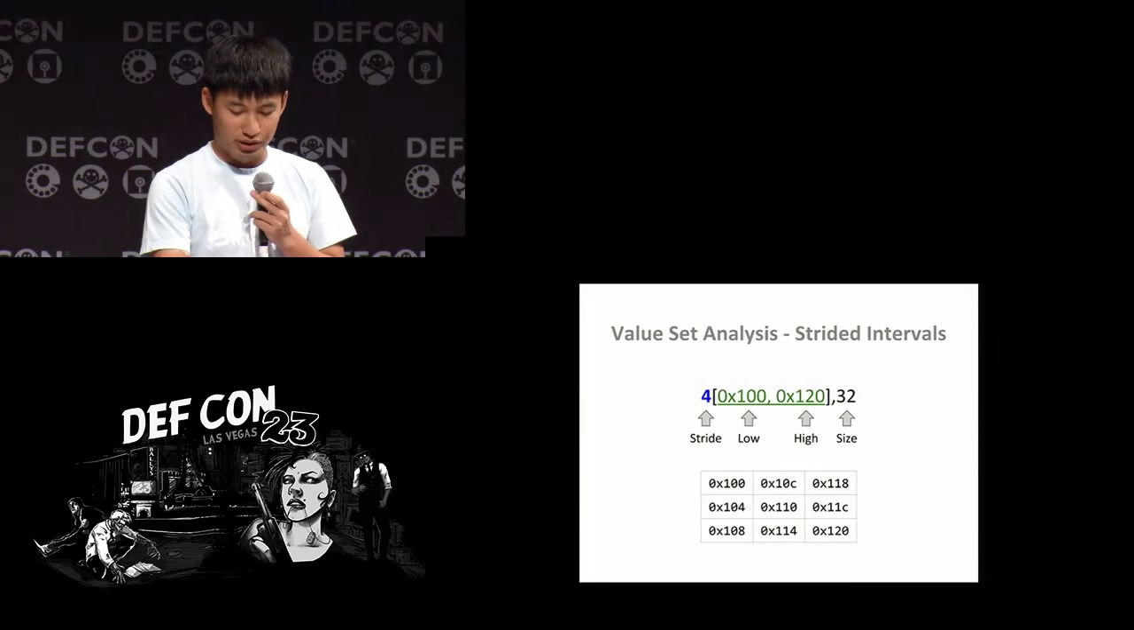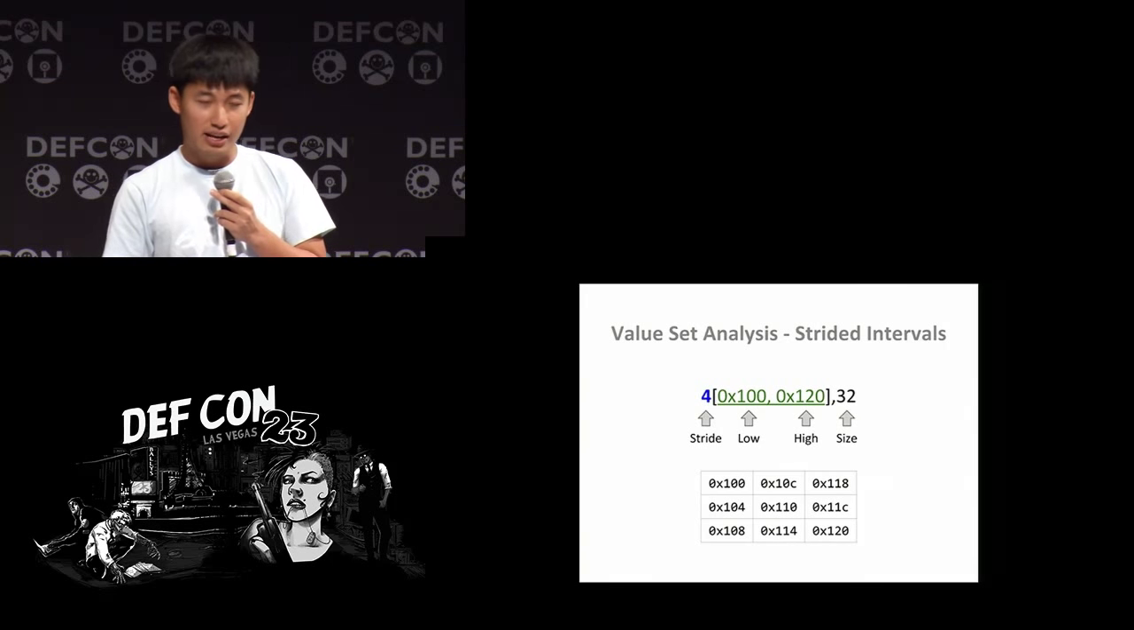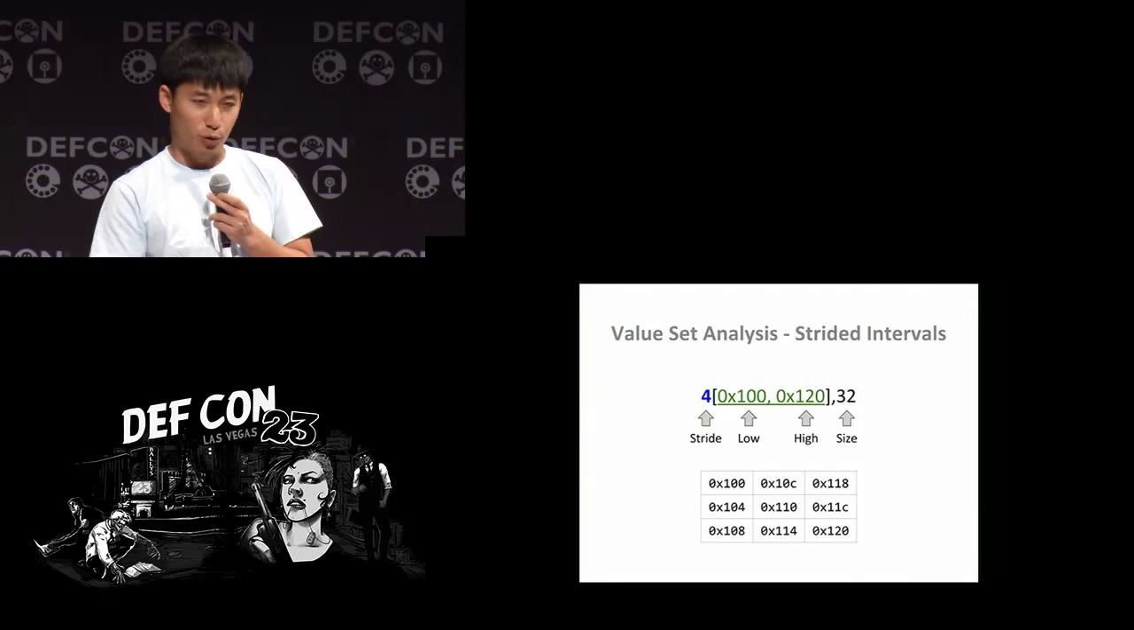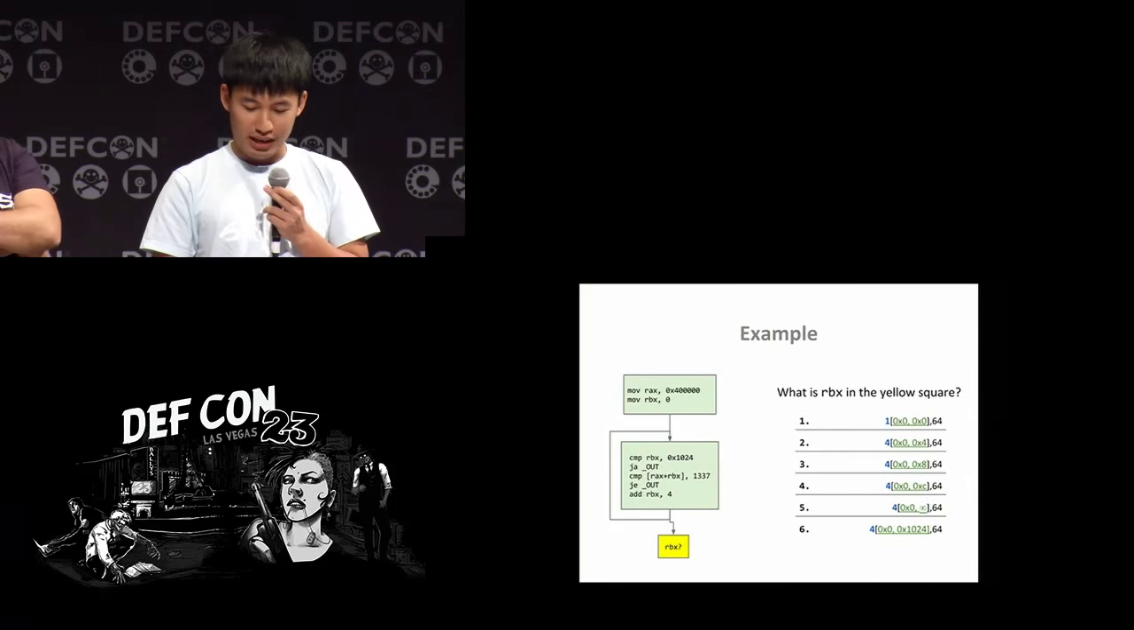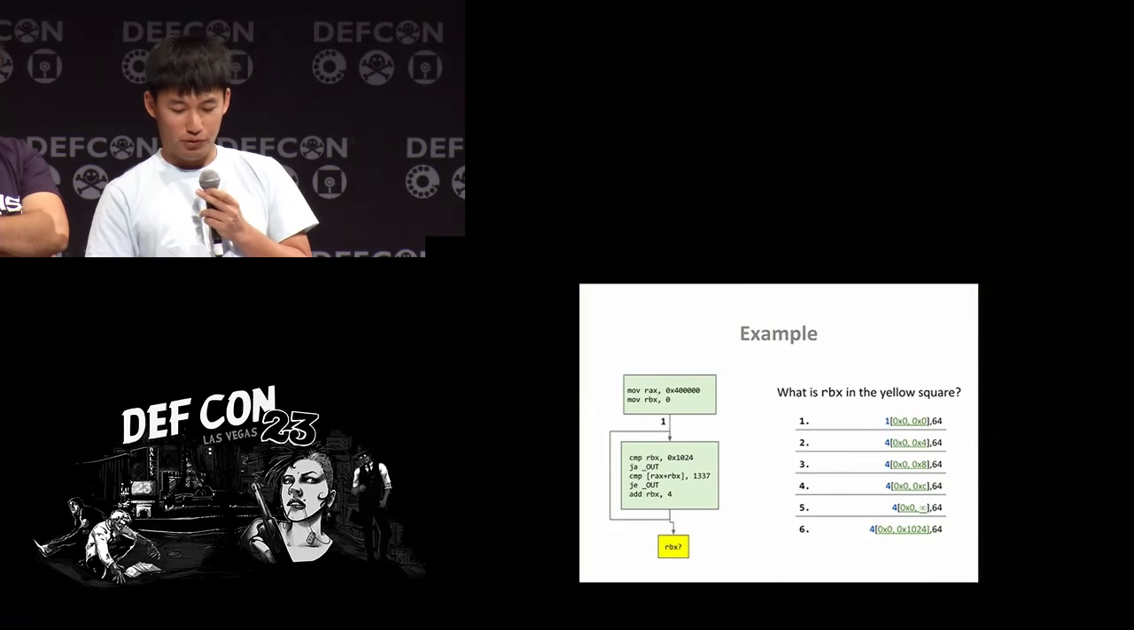You see, between 0x100 and 0x104, the stride is 4. That's what the stride means. So in this example, we want to say, what is RBX in the yellow square? We follow it.